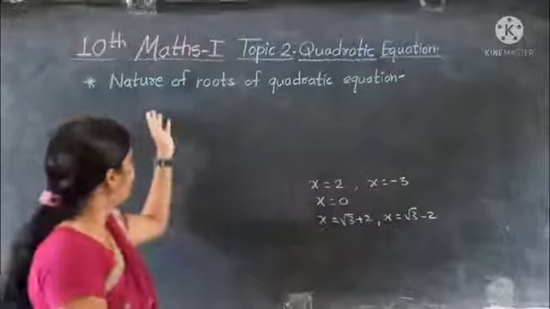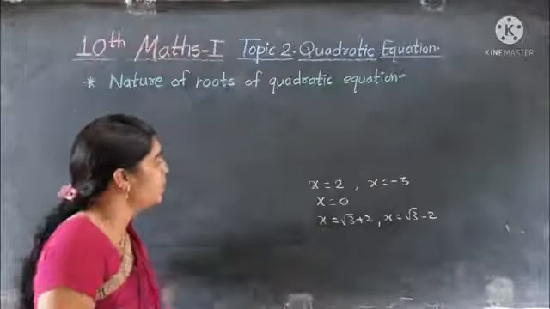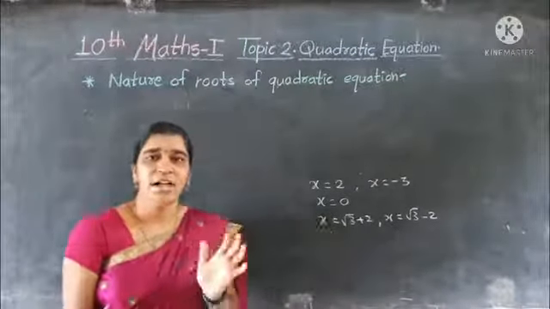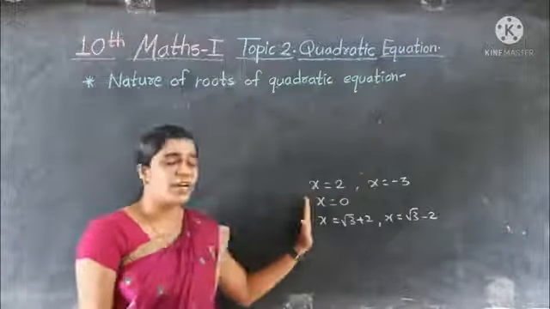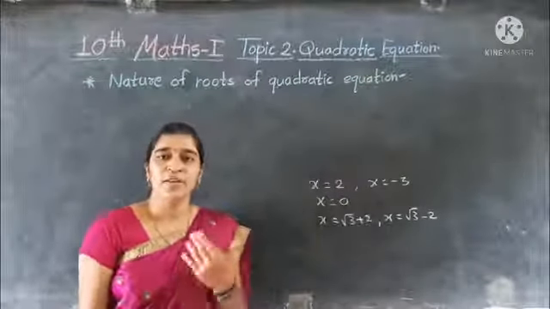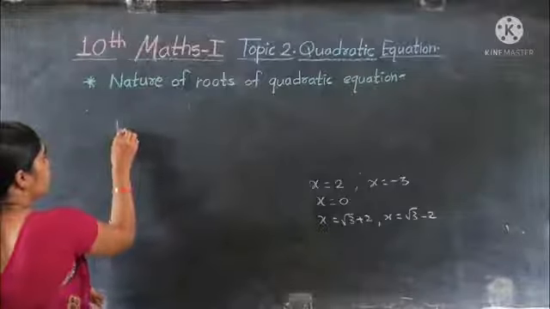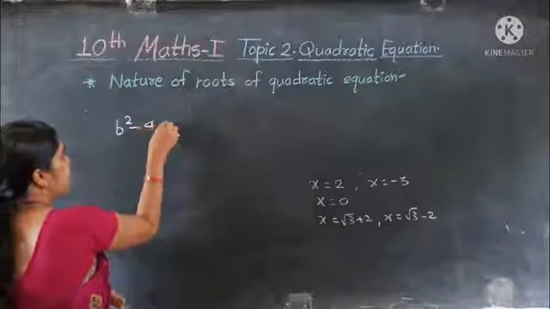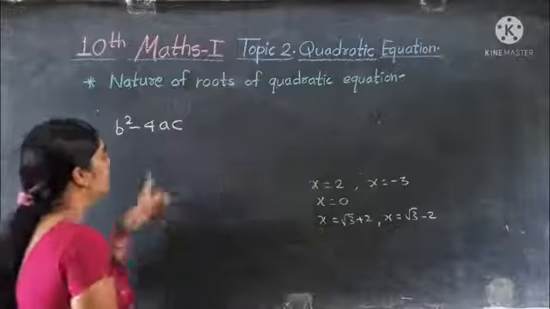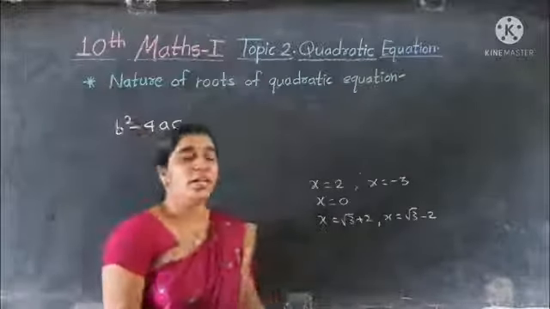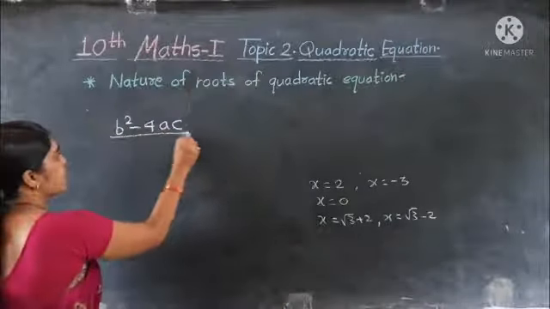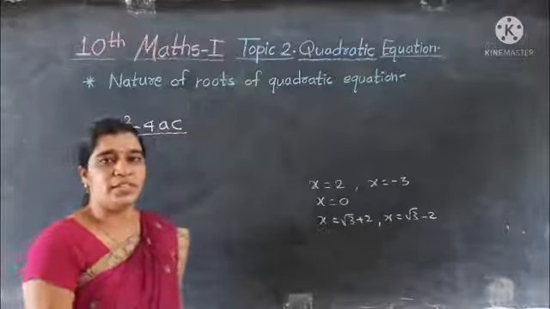मग या क्वाड्रॅटिक इक्वेशनचं नेचर कशाला ठरवायचं? आपण या रूट्स वरून ठरवायचं आहे. हे रूट्स काढतो आपण. मग हे रूट्स कशावर डिपेंड आहेत? तर बघा, we had seen b² minus 4ac. The nature depends on the value of b² minus 4ac.